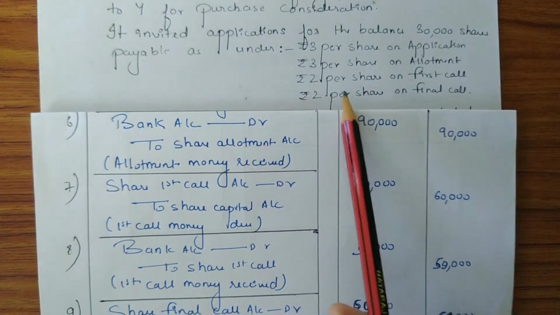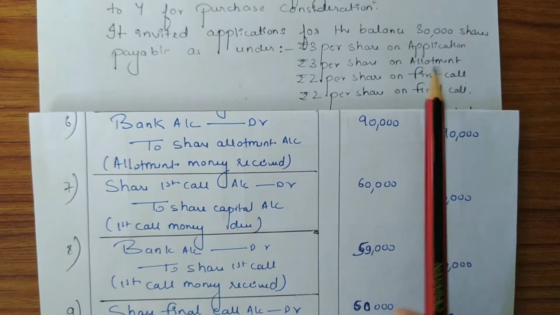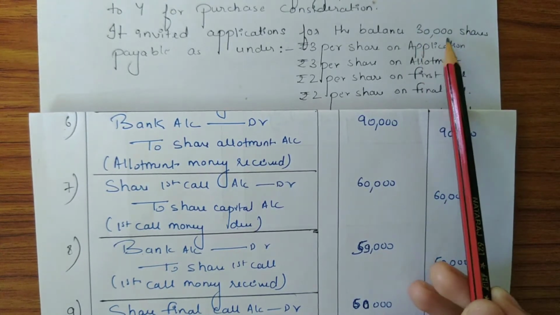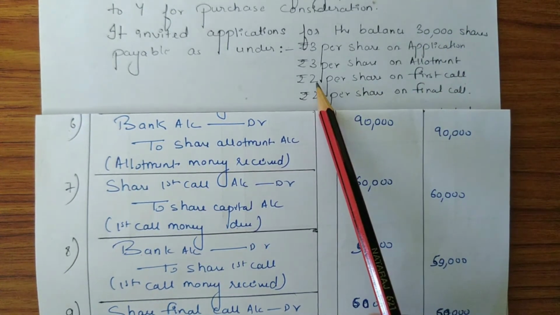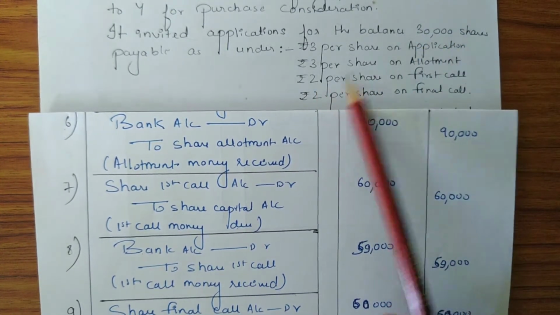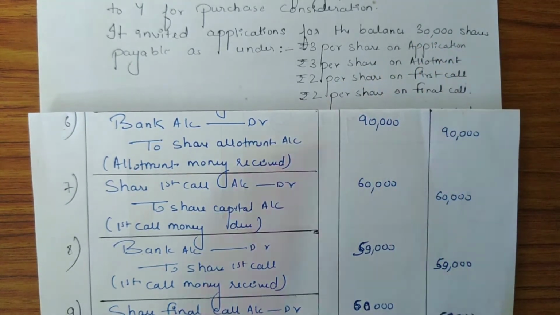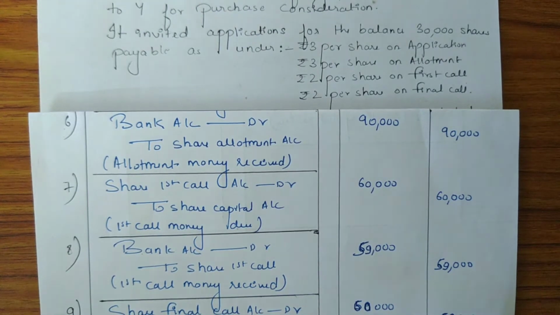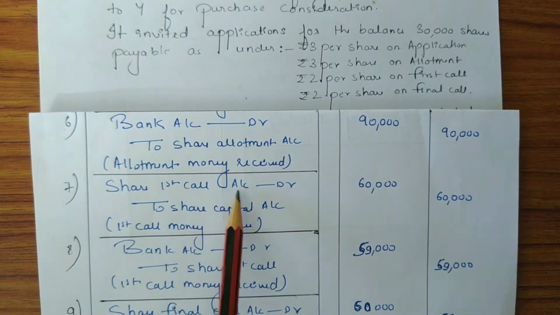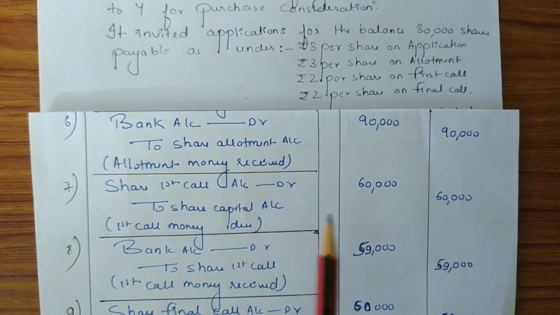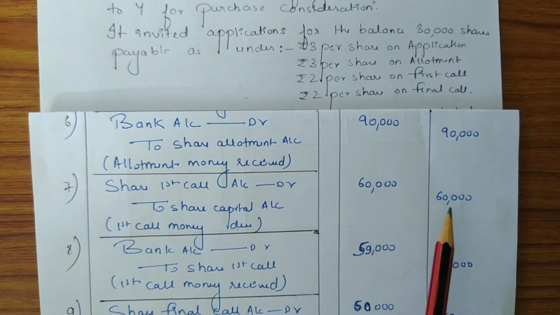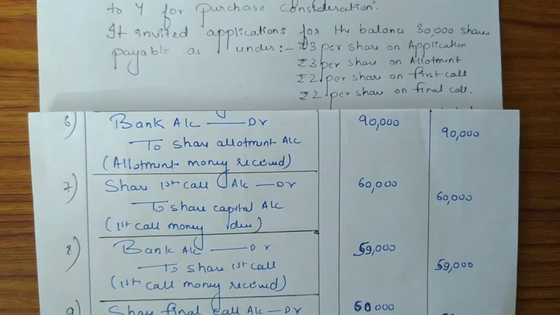Next payment will be made on first call amount. As we know, shares issued are 30,000 and the first call money is rupees 2. So the first call amount is 30,000 into 2, that is 60,000. So the entry for first call money due is share first call account debit to share capital account, and the amount will be 60,000 and 60,000.